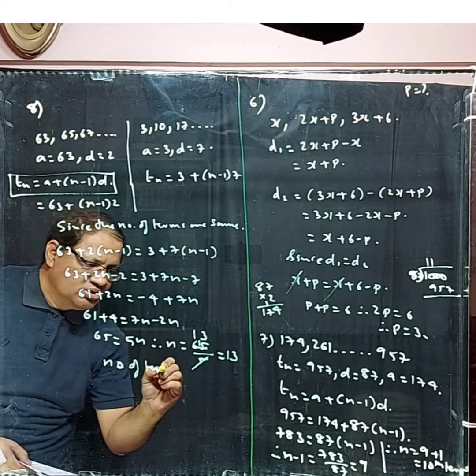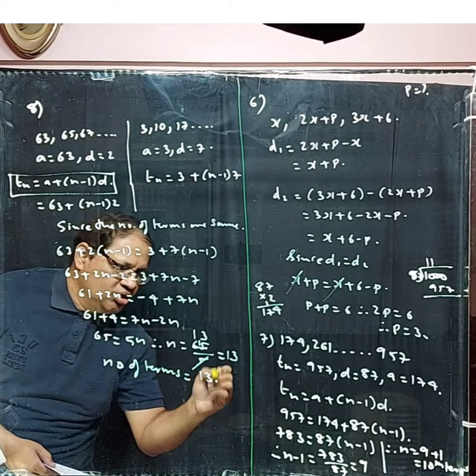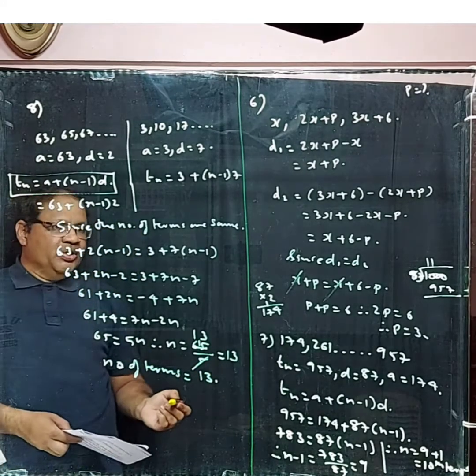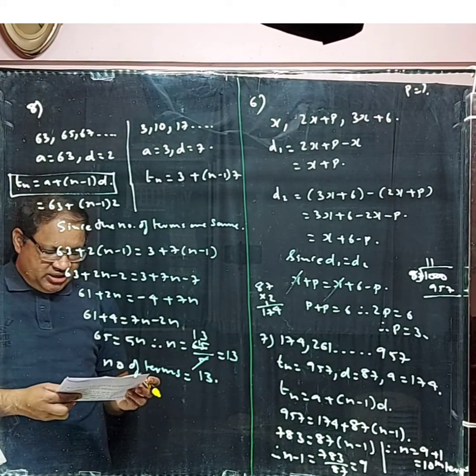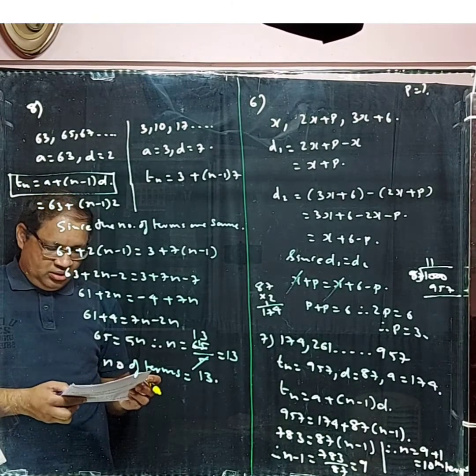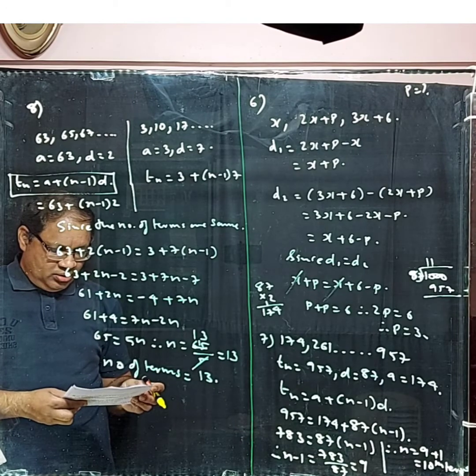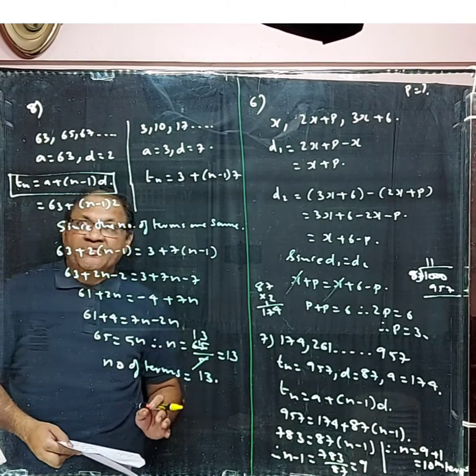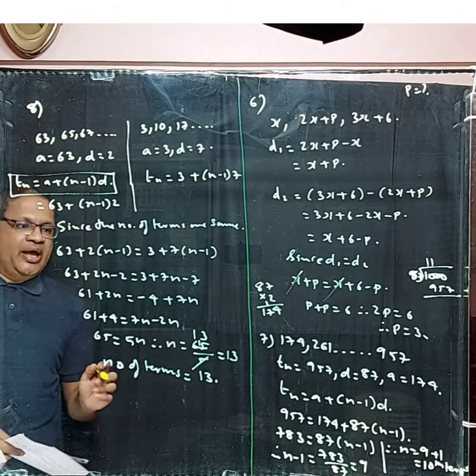Number of terms is equal to 13. Okay. Now next, they are asking for n only. Okay, now the 9th sum.